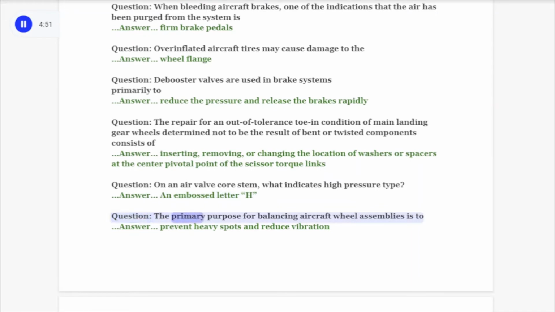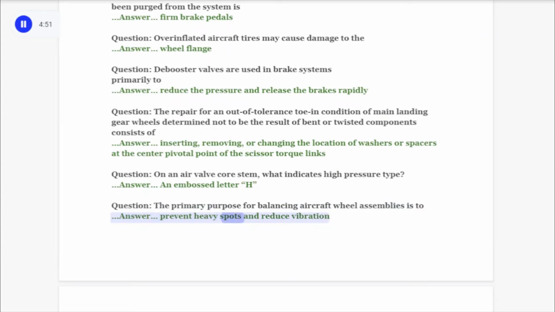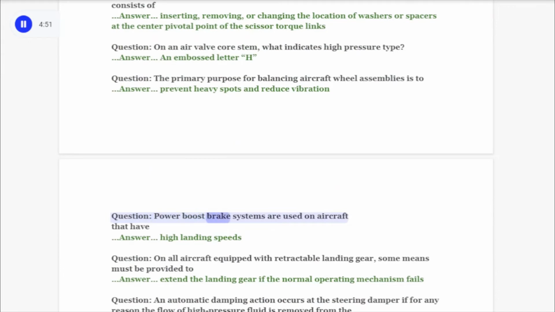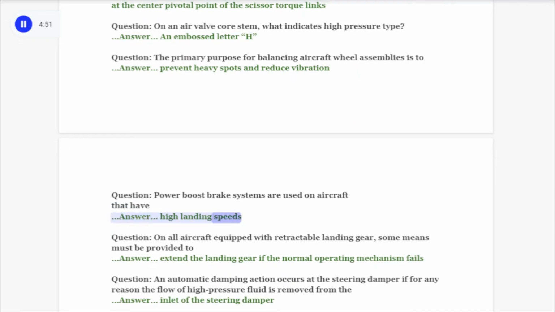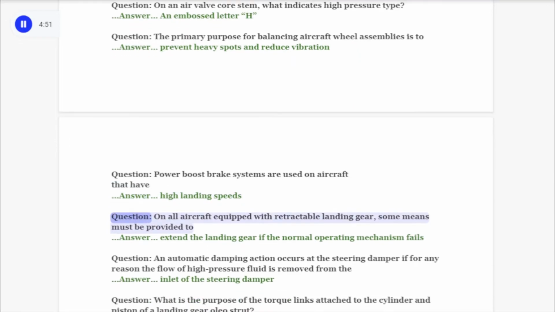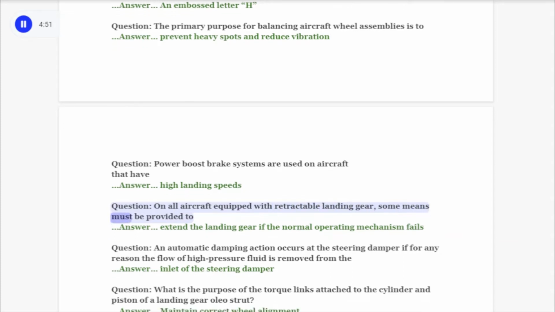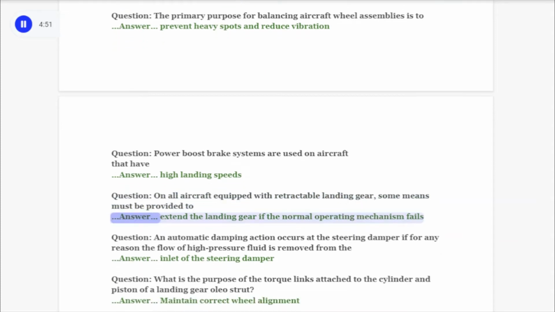Question: the primary purpose for balancing aircraft wheel assemblies is to. Answer: prevent heavy spots and reduce vibration. Question: power boost brake systems are used on aircraft that have. Answer: high landing speeds. Question: on all aircraft equipped with retractable landing gear, some means must be provided to. Answer: extend the landing gear if the normal operating mechanism fails.